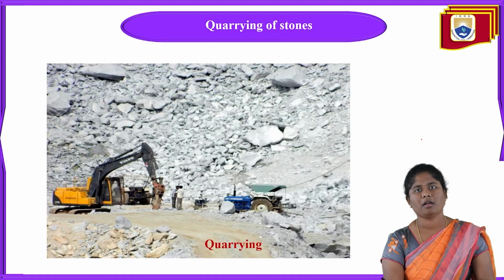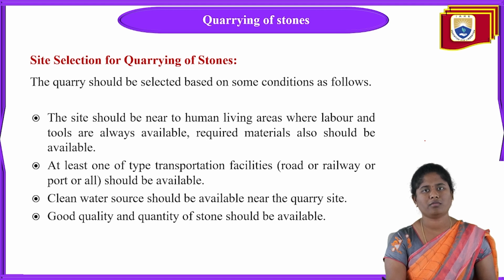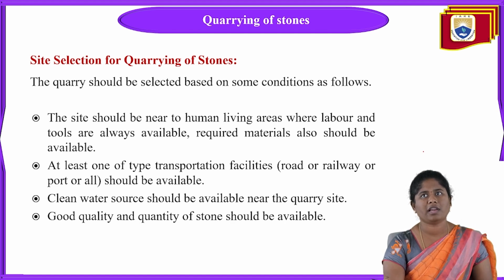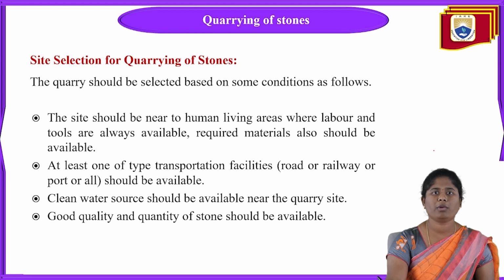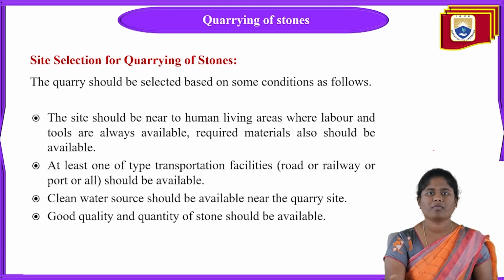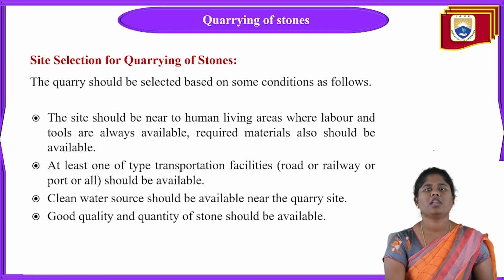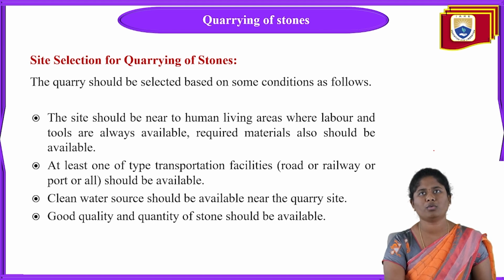Next, what is the site selection for quarrying of stones? In site selection, mainly the site should be very near to human living areas where labor and tools are always available. Why? Because if it is very far from the town or living areas, it will be very difficult to transport the stones, or the labor cost will be very heavy. Laborers will not come at a certain time. That is why it is very important to select a site nearer to the living areas.